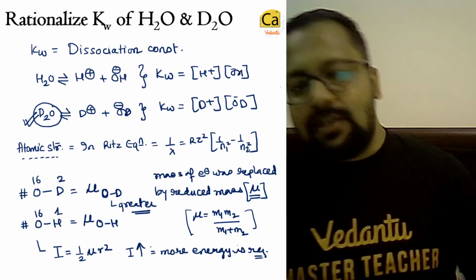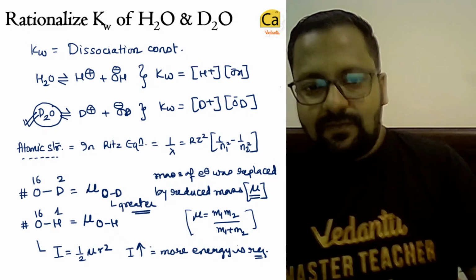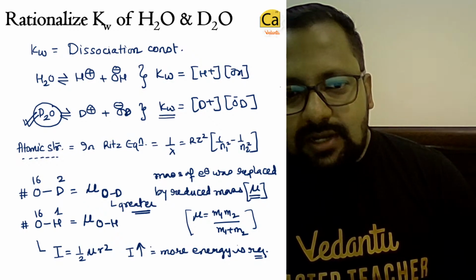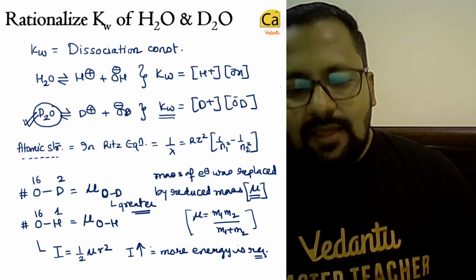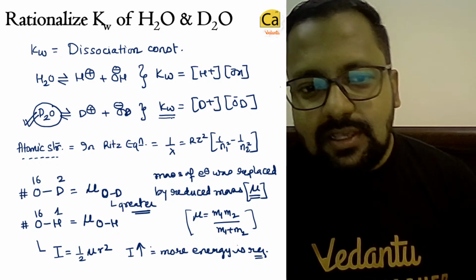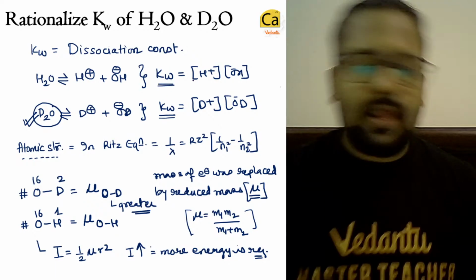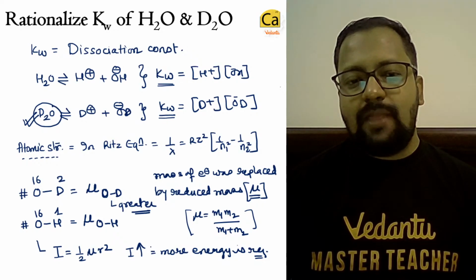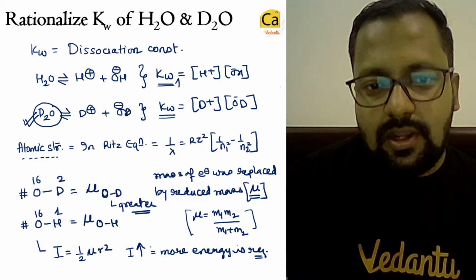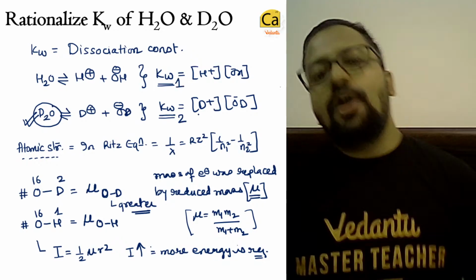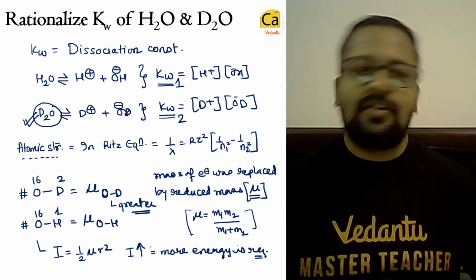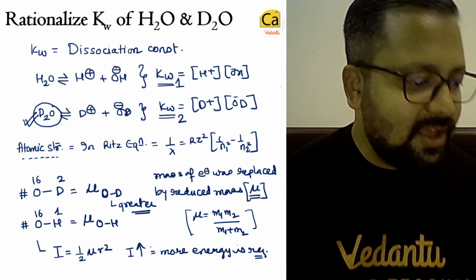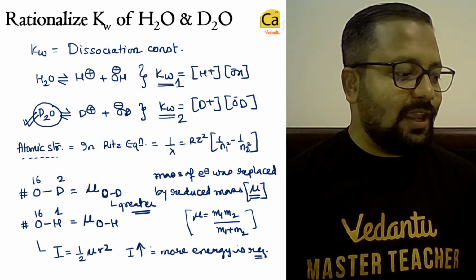If D2O is difficult to break, then this equilibrium constant will be greater or lesser than the equilibrium constant for H2O. Let's say I call it equilibrium constant 1, equilibrium constant 2. Which equilibrium constant will be lesser?